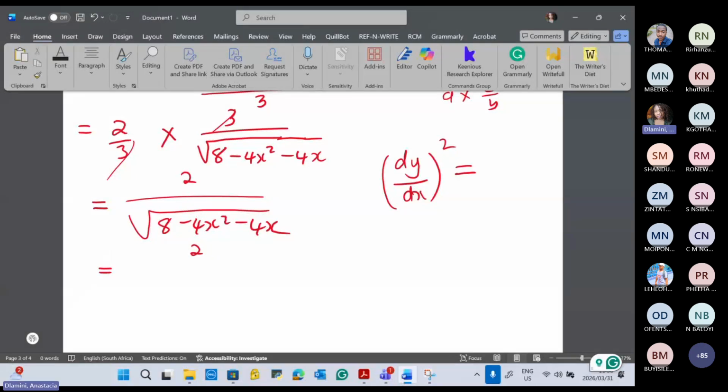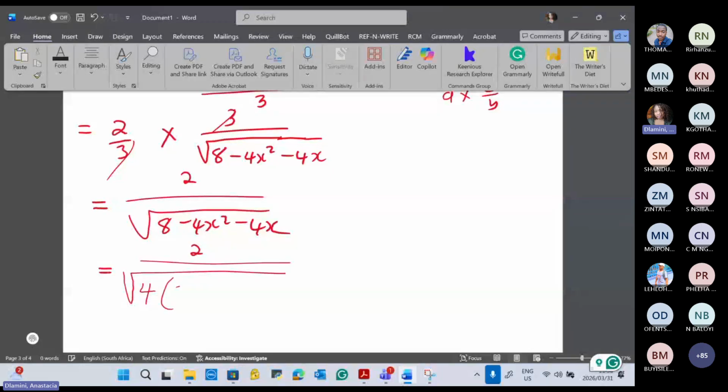Do you see that? I see what you're talking about. So you can't square that. So what you can do is take out the common factor. In this case, the common factor is 4. Do you agree with me? Yes. Then we take out 4. So it will be 4 open bracket 2 minus x squared minus x. Do you see that?